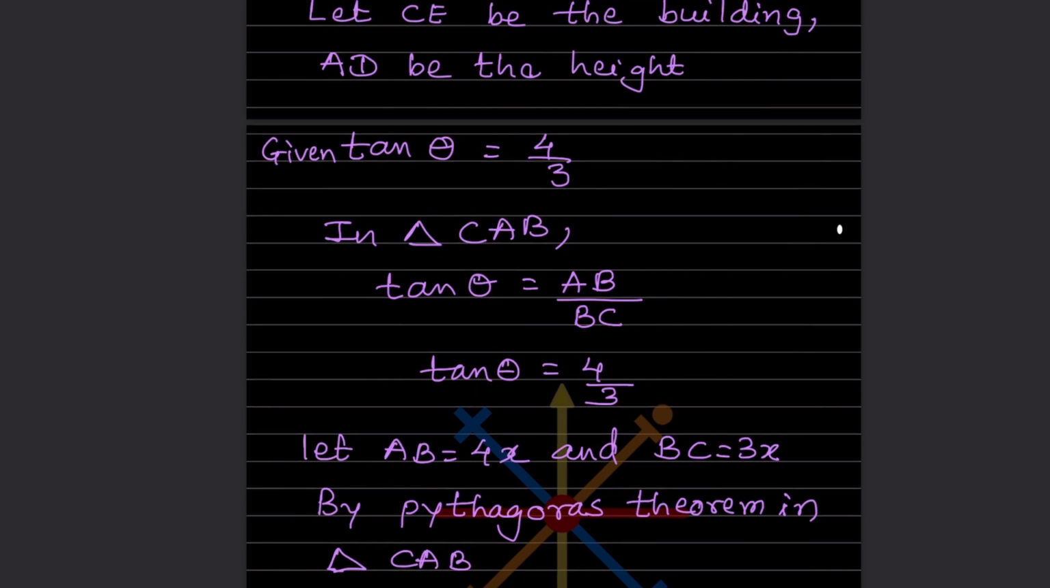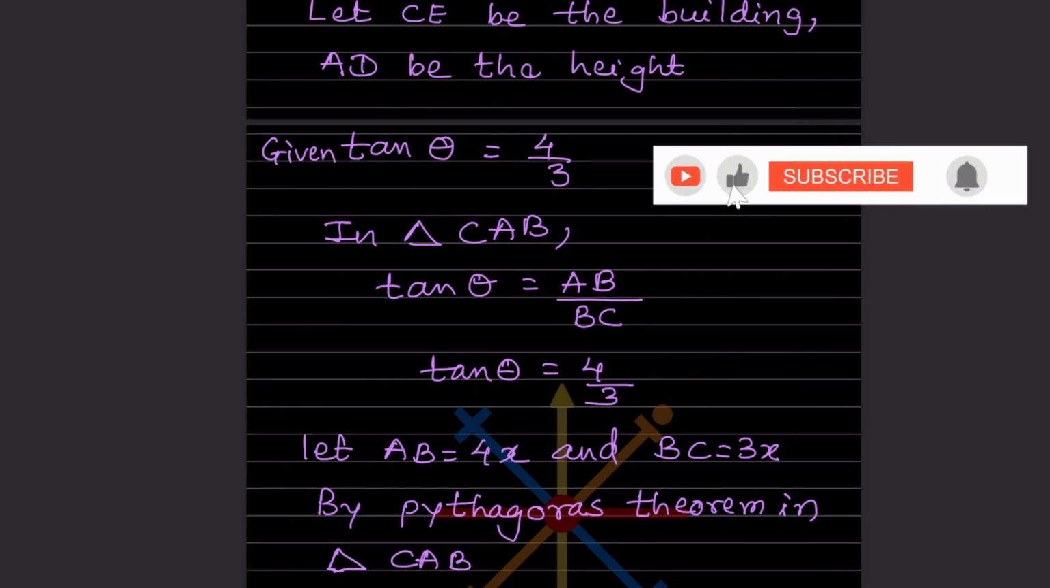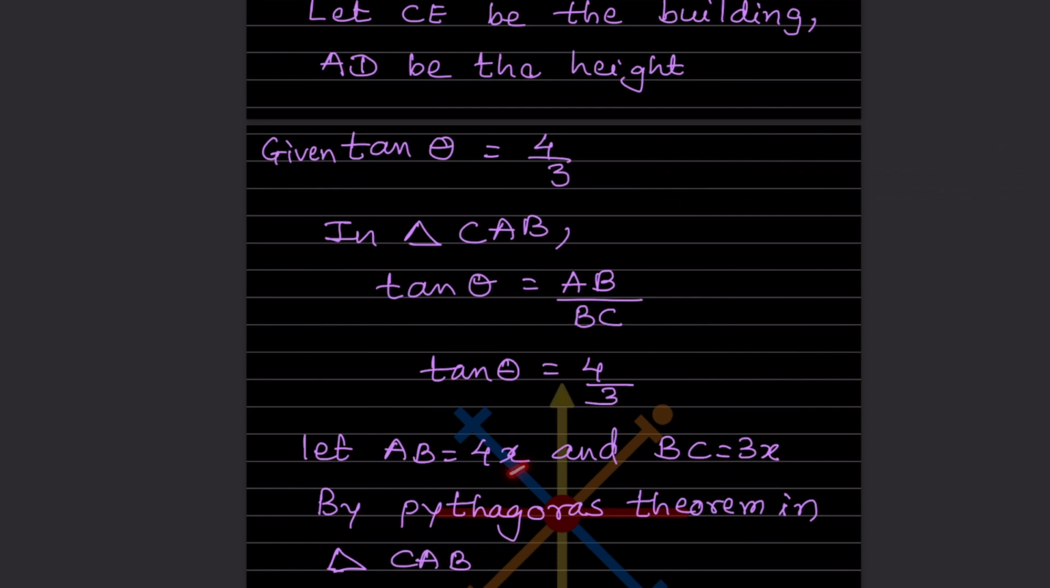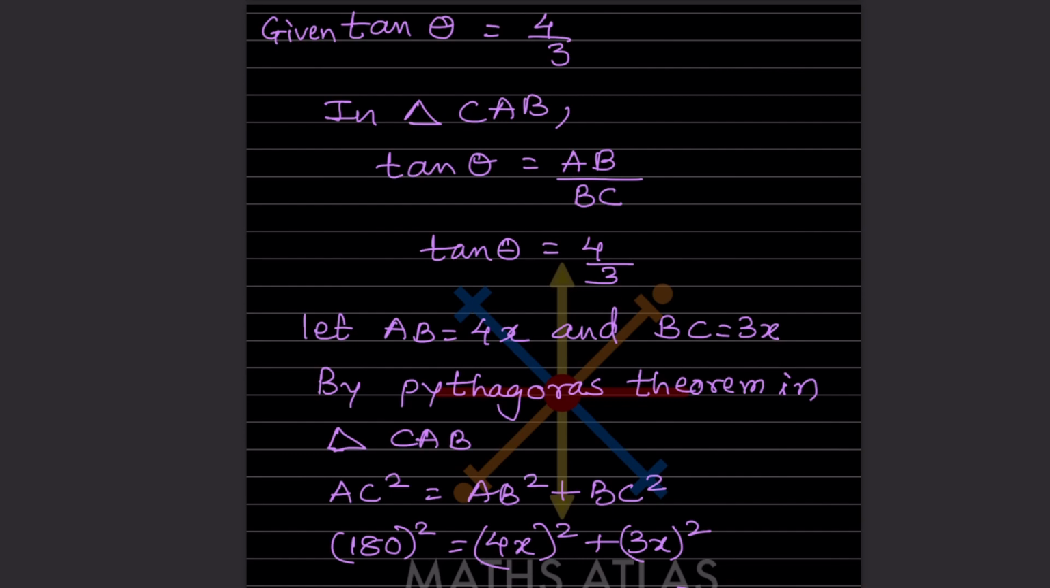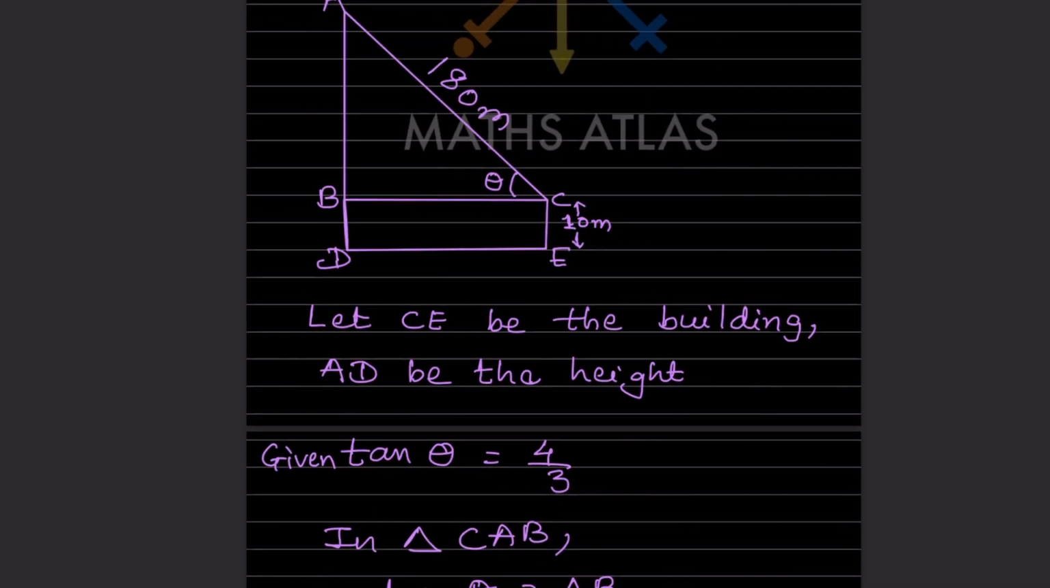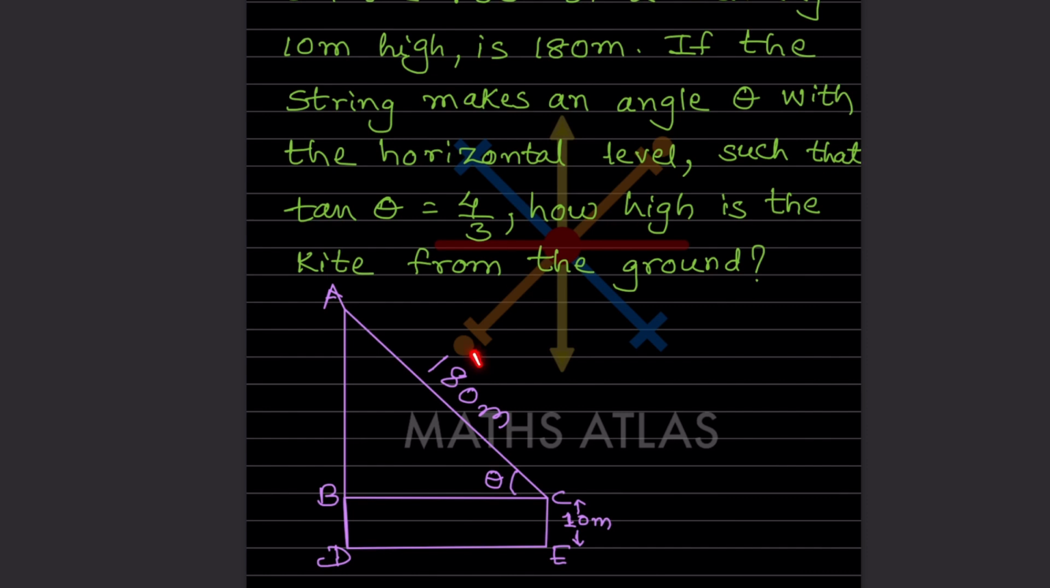So if we just take this one, it's not possible to solve the problem. So now we have to assume something. So we can consider this AB, instead of 4, we can put 4x, and BC we can make 3x. So by Pythagoras theorem in triangle CAB, we can write here, can you see, this is the hypotenuse for this one. So hypotenuse square means AC square is equal to AB square plus BC square.